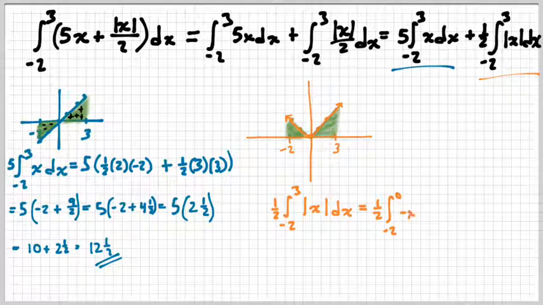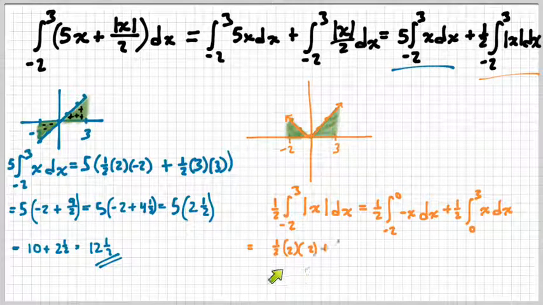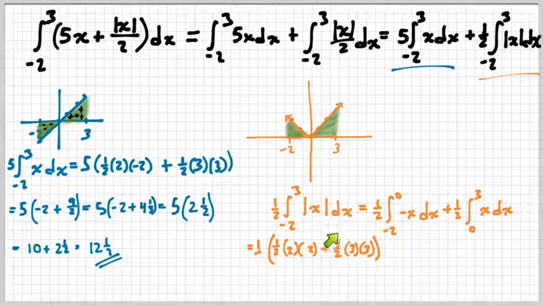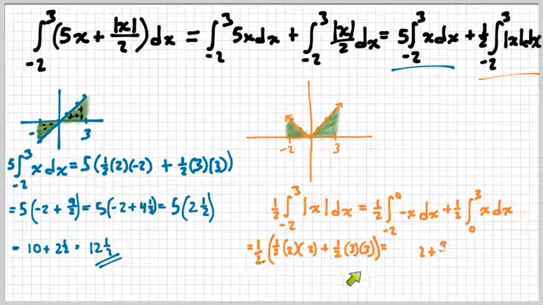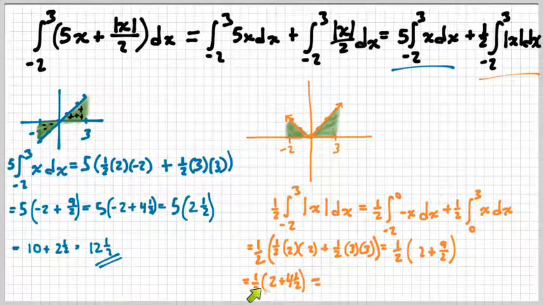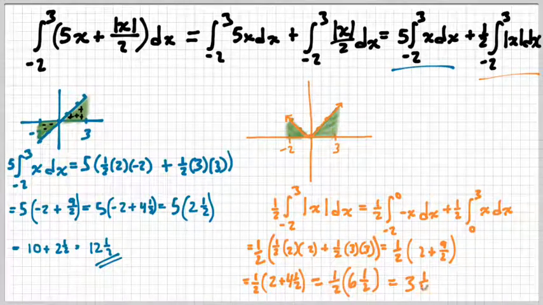So my scalar's out in front, and notice that my integral changed. It's going from -2 to 0, and that's the negative x part of the function. And the other part, 0 to 3, is the x part of the function. This is the area of the first triangle, and then this is the area of the second triangle, and there's your scalar out in front. I want to do a little bit of arithmetic here. This is what I get after simplifying the inside, and then I'm going to add these together after I made a mixed number. I get 6.5 times 1/2, and I get 3 1/4.